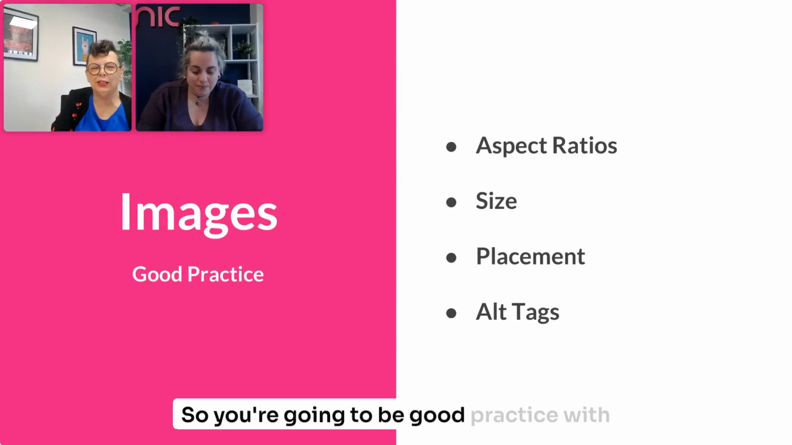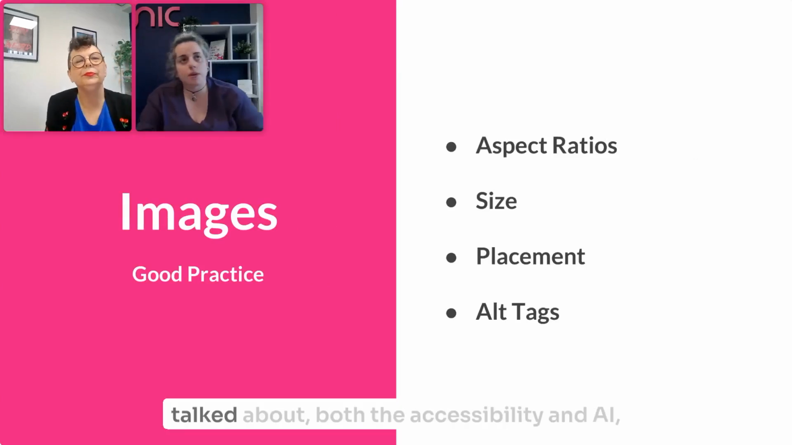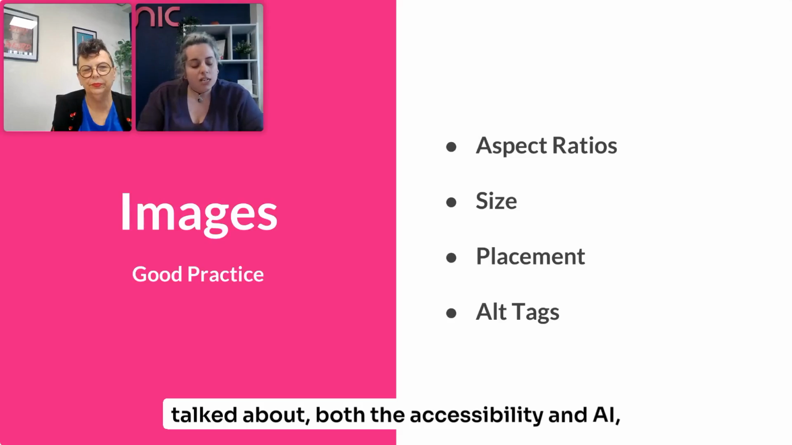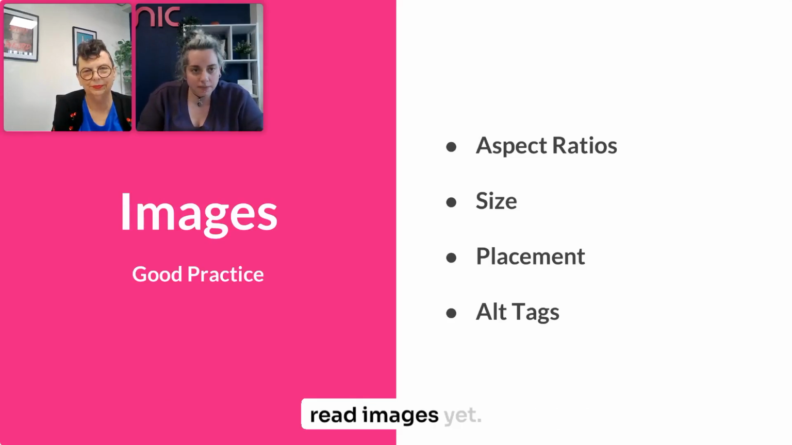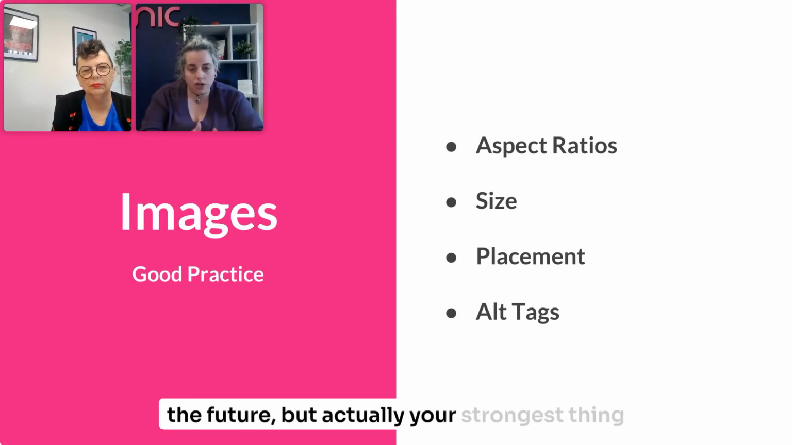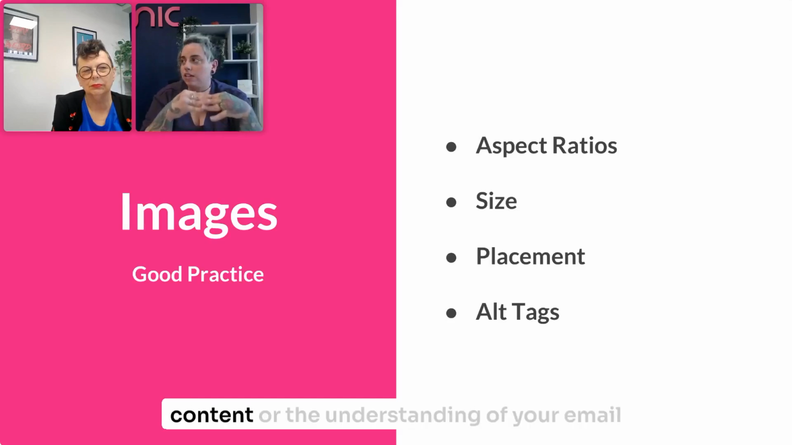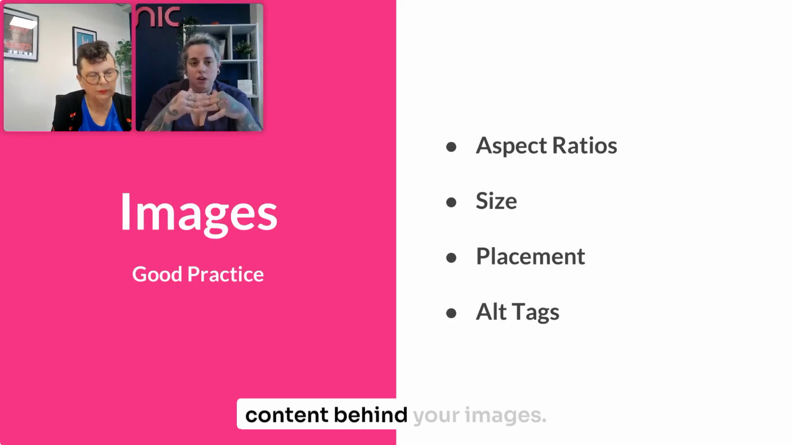So this is also you. So you're going to be good practice with images. Yeah. In context of those two things that we talked about, both the accessibility and AI, the important thing is neither of those can read images yet. It's not to say it won't be able to do it in the future, but actually your strongest thing to think about is do not lock your email content or the understanding of your email content behind your images.